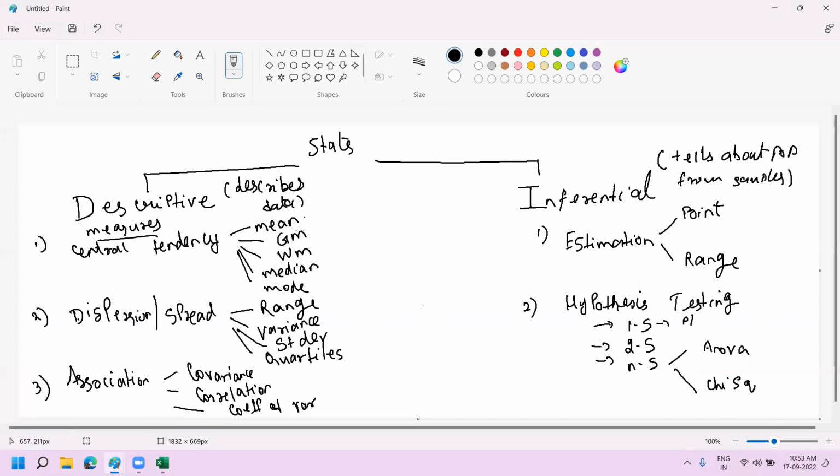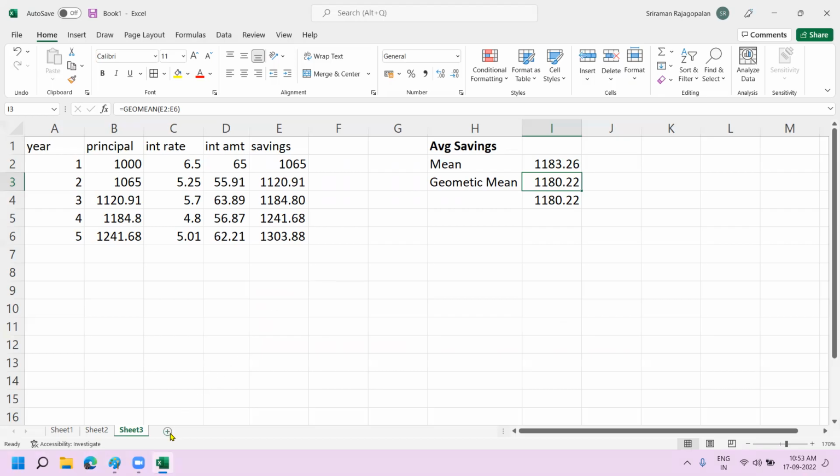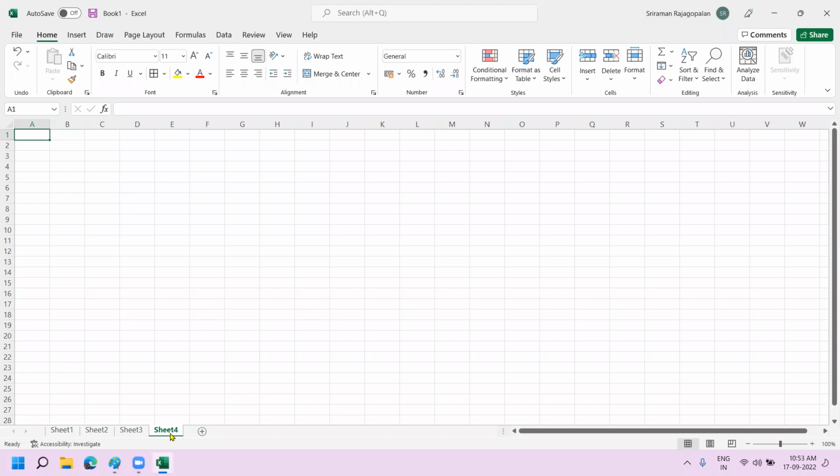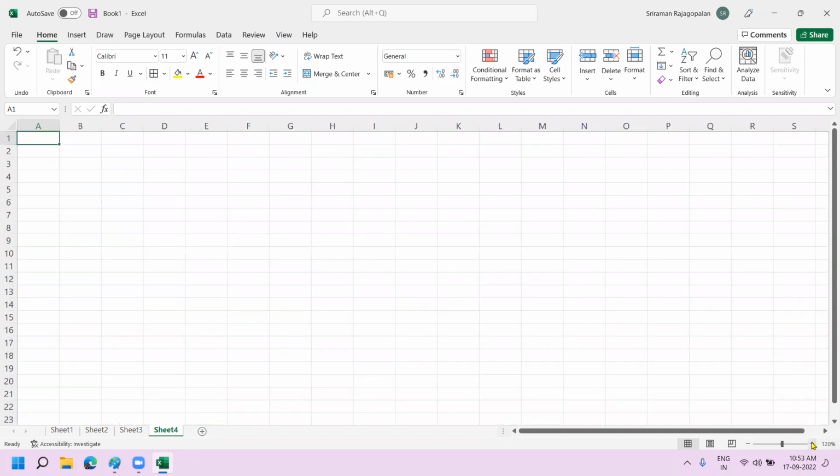So we have done mean, geometric mean, weighted mean. Now we'll come to median. What is median? Number of repeating values? But that is mode. So when we put the numbers in this vector, the median is the middle number.